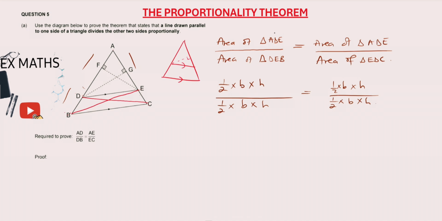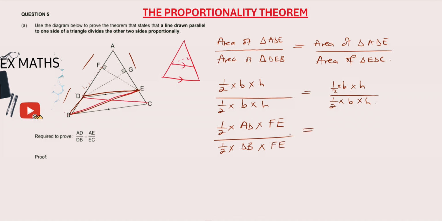Firstly, we're on the area of ADE using AD as our base. So that is going to be half times AD times our perpendicular height. If AD is our base, the perpendicular height will be FE, over half times the base of triangle DEB, which is DB, times the perpendicular height of this triangle. If we go straight, our perpendicular height is the height from the baseline to the top part of the triangle. So our baseline starts here, up to the top, which is here. So our perpendicular height will also be FE.